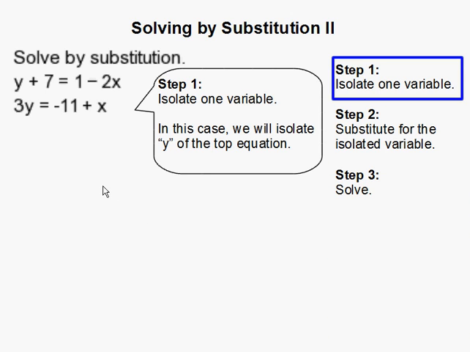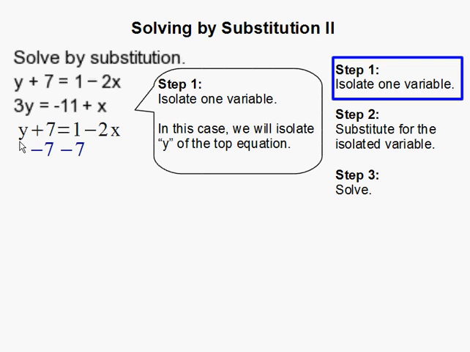Step 1. Isolate one variable. And that means to get one variable by itself. And in this case, I'm going to isolate the y of the top equation. Now, you can isolate any variable you want. However, you want to pick an equation and a variable that is the easiest to do so.